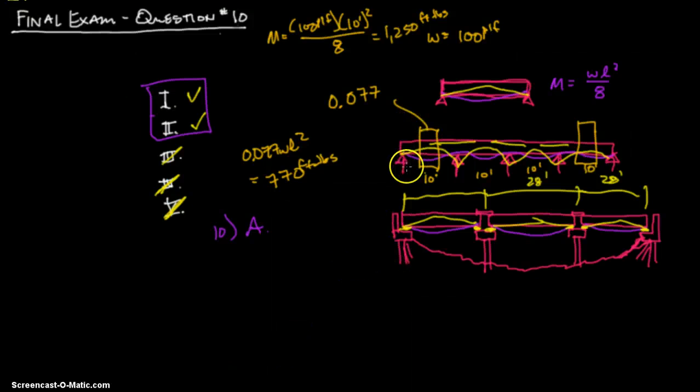All right. I hope that makes sense. That's a numerical example of why this continuous beam moment is smaller than the simple span moment. Continuous moment smaller than simple span moment.